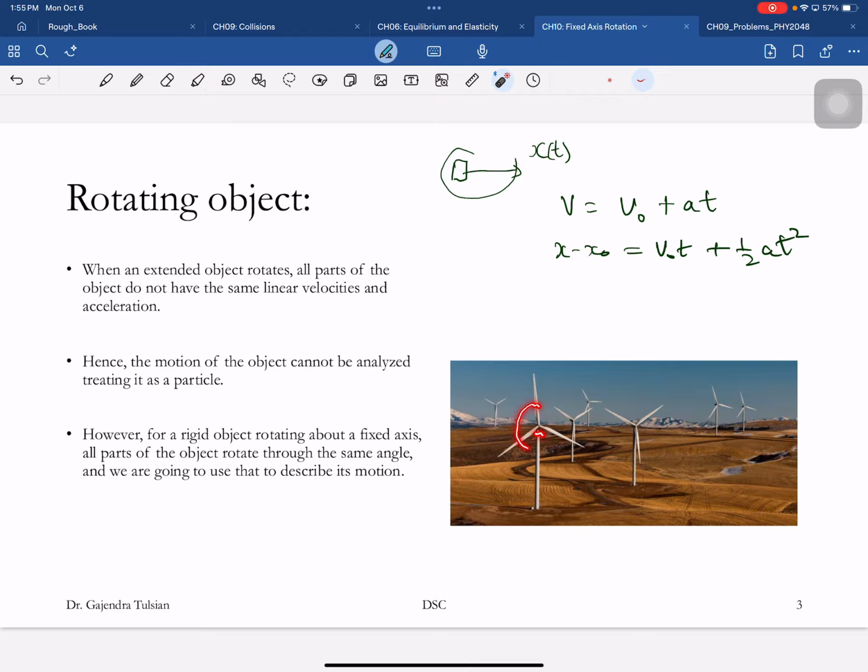When this rotates, you see this point is going around a bigger circle than this one. Somebody halfway is making a smaller circle, but they are going around in the same time. So the velocities are different. Different points are moving at different velocities. So it seems like this is a much more complicated problem.